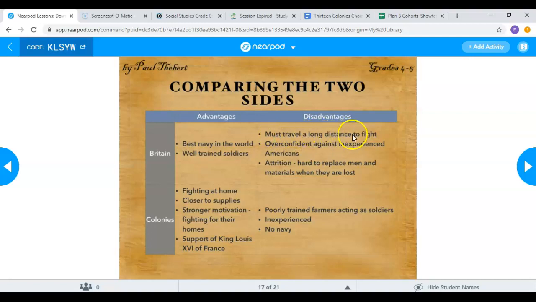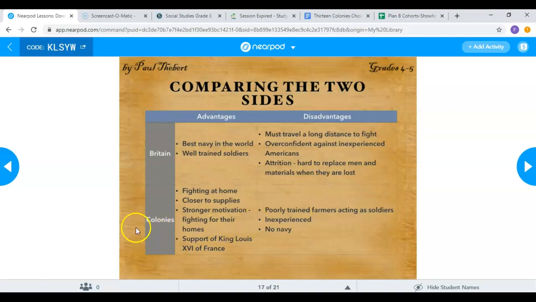Then you have disadvantages for the British. They had to travel a very long distance to fight. They were overconfident against an inexperienced Continental Army. They thought, oh, we're definitely going to win, so they underestimated their opponent. And then they had attrition. When men died in battle and materials or resources were lost, it took a really long time for them to replace the people or the resources.